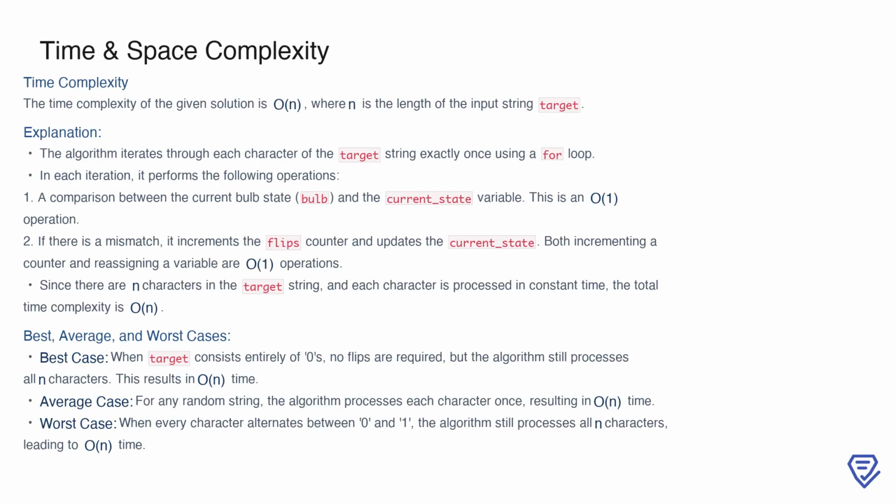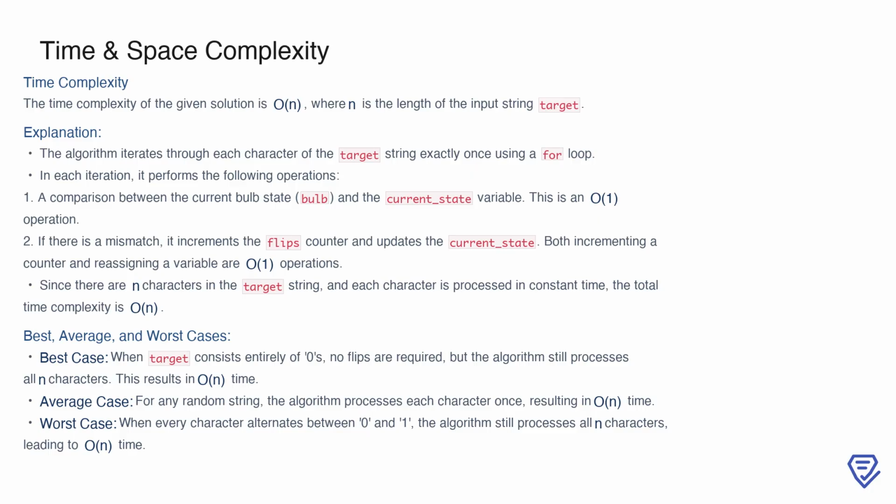In this problem, the time complexity of our solution is O(n), where n represents the length of the input string, target. This is because the algorithm processes each character in the string exactly once using a simple for loop. Within each iteration, it performs a constant time comparison between the current bulb state and the current_state variable. If these states differ, the algorithm increments the flips counter and updates the current_state, both of which are O(1) operations.